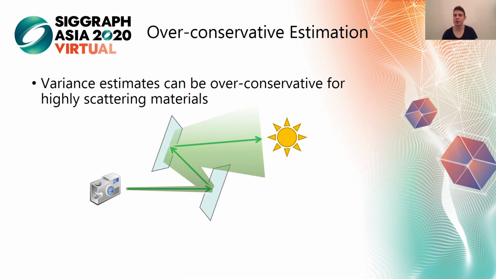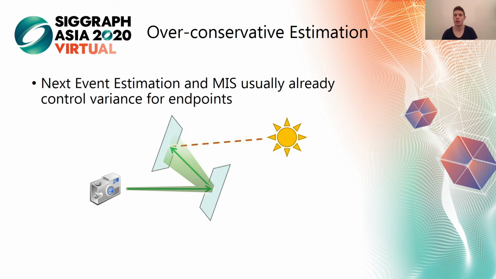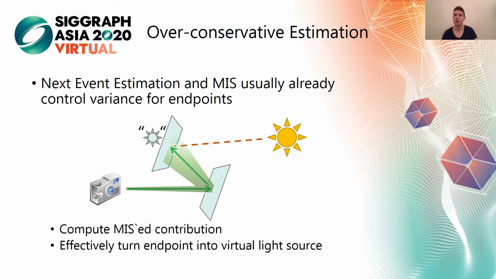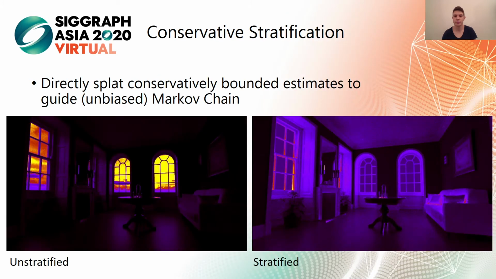For highly scattering materials, our variance estimation can be over-conservative. An easy additional improvement that we can make is to incorporate other variance reduction features that already exist in a typical renderer. For example, in most renderers, a lot of effort is already put into controlling the variance of direct illumination, performing next event estimation with multiple importance sampling. With its controlled variance, we can effectively turn the penultimate vertex into a virtual light source. This allows us to decrease the number of vertices that go into our variance estimation, reducing over-conservative estimates.